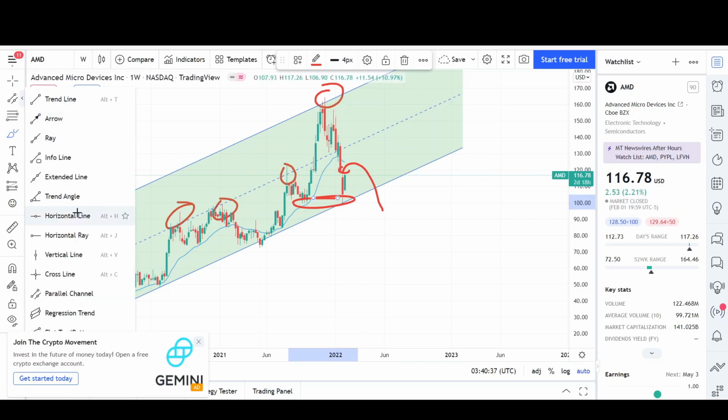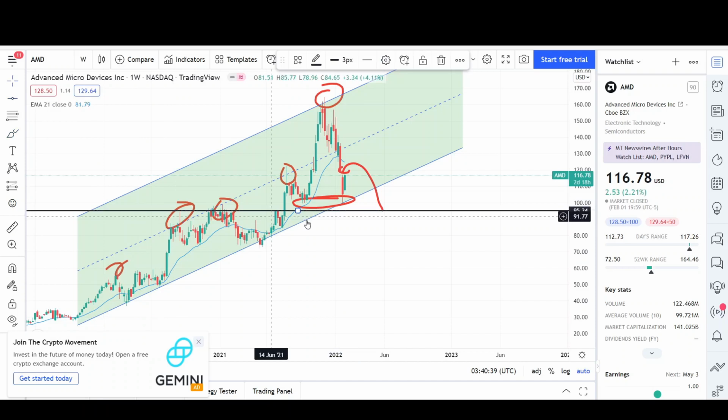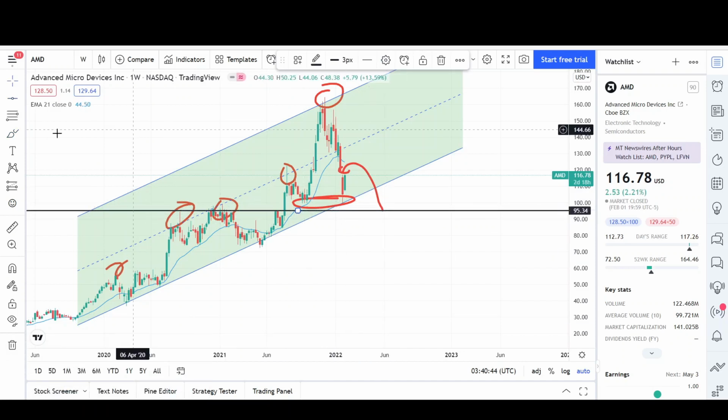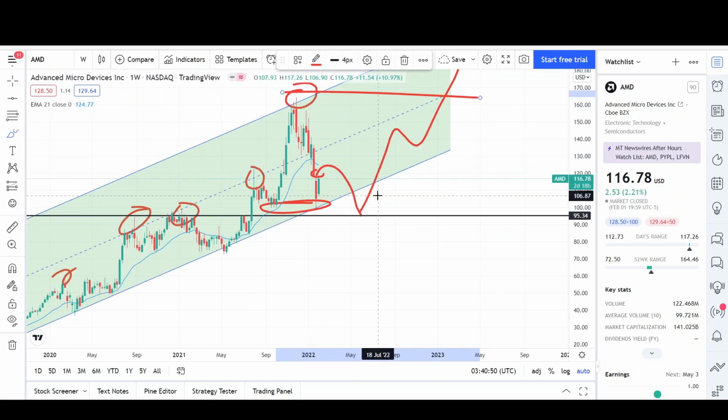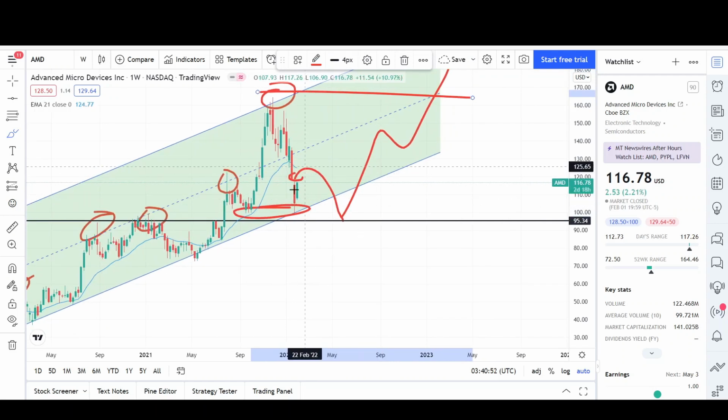It looks like this was a previous breakout level, and it doesn't look like we have tested it. So we could pull back to that $95 level. And then from there, I think we're going to get two legs to a new high. So that's the pattern I see playing out for AMD. I could be wrong, but either way, I'm still bullish long term. I think we're going to knock out the 168 level and exceed it.